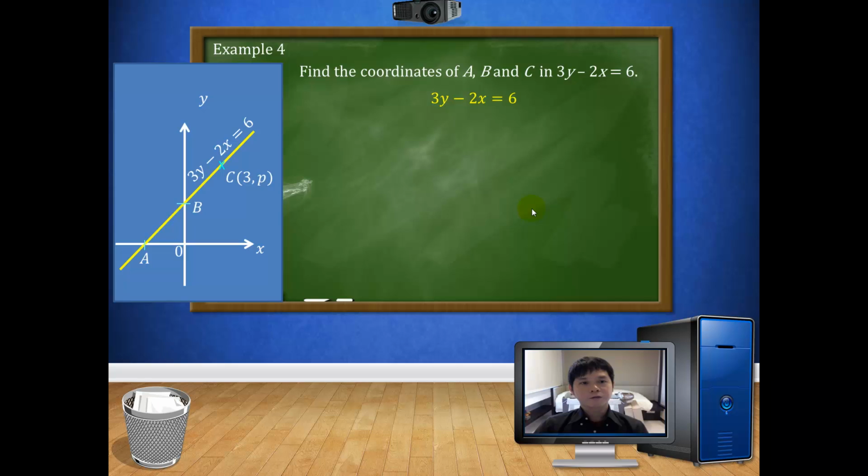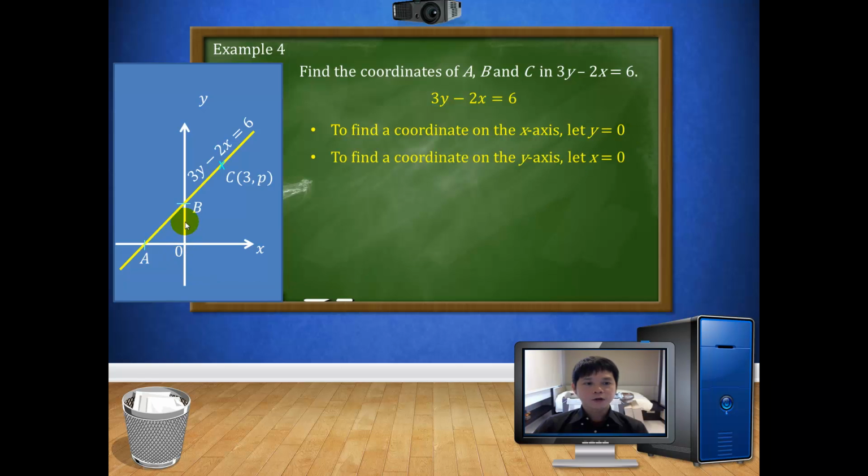We shall now look at a final example here, which asks us to find the coordinates of points A, B, and C in the equation 3y minus 2x equals 6. Now, please remember to record these notes here. This is very important to know: to find a coordinate on the x-axis, we will always let y be 0. And to find the coordinates on the y-axis, we will always let x be 0.